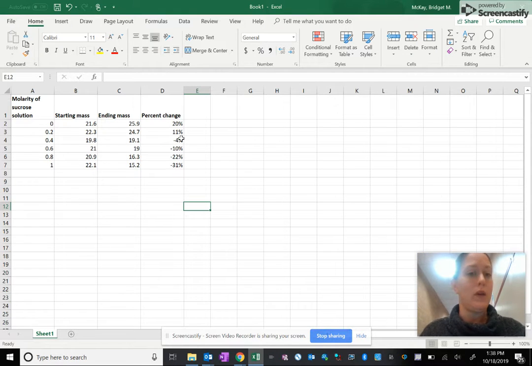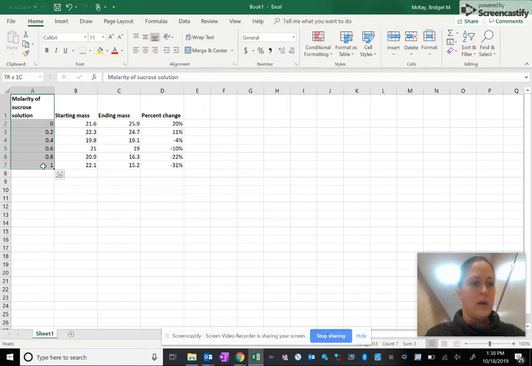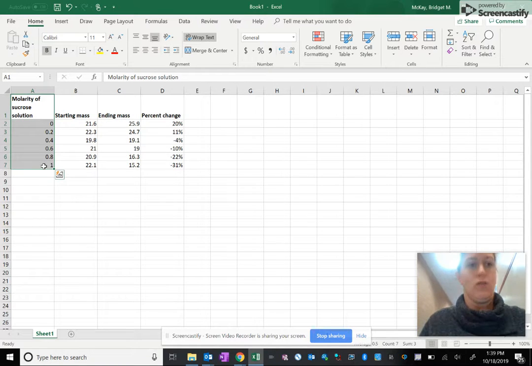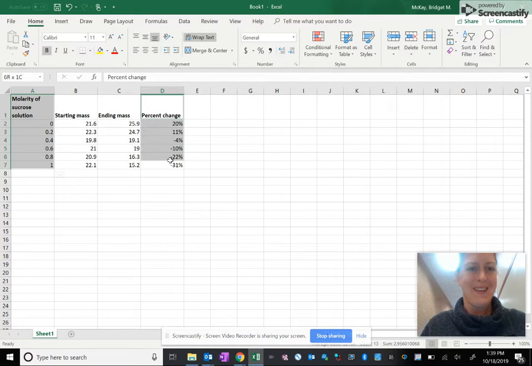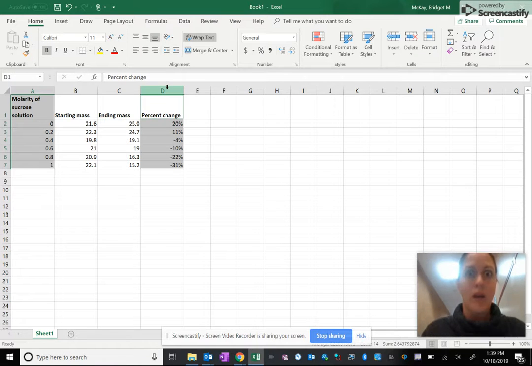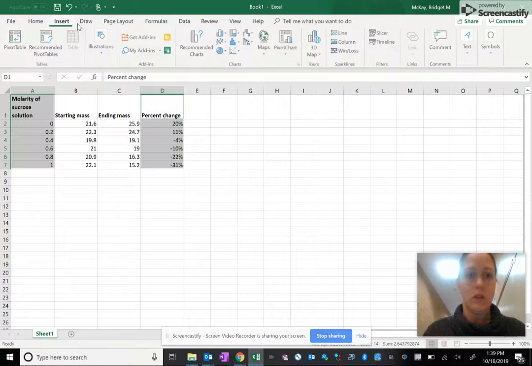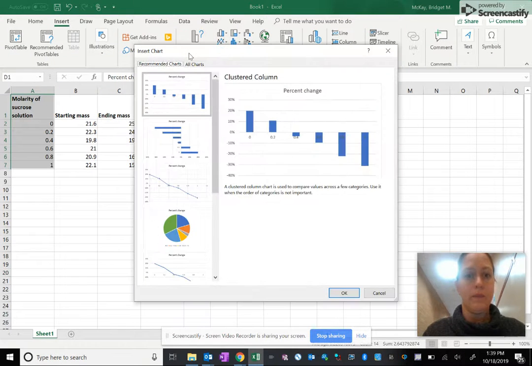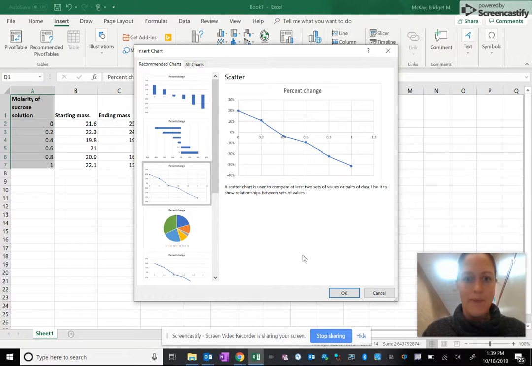Okay, and the next thing I need to do is to graph this data because I need to find the 0 point here because that is the point at which my carrot's in an isotonic solution. So I'm going to grab this data right here. And you know what? Excel's gotten really good with their suggested graphs. So I'm going to go to Insert, Recommended Charts. I don't want a bar graph. I want the line graph. Okay, and I'm going to click OK.